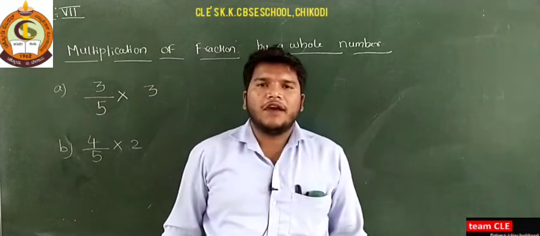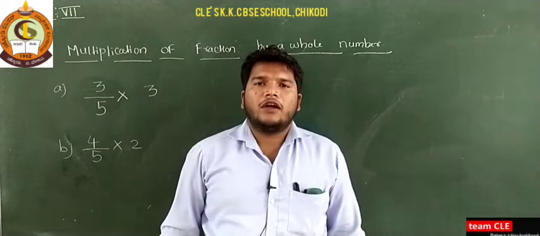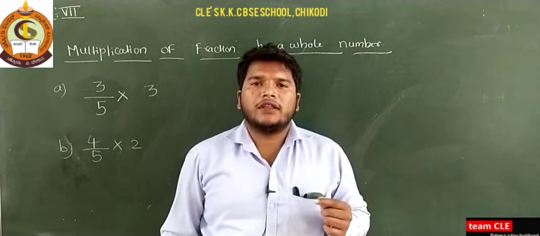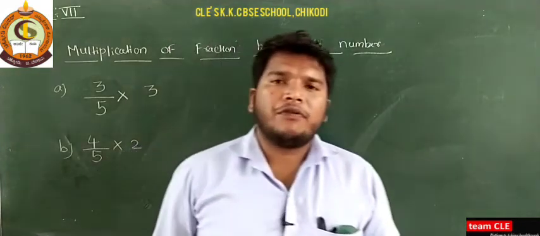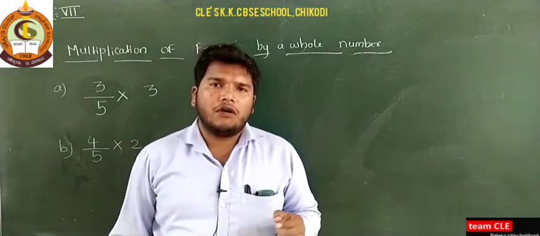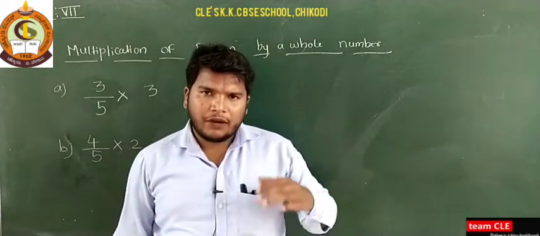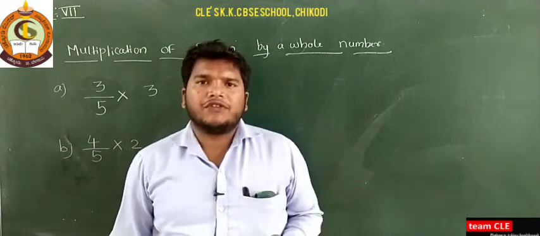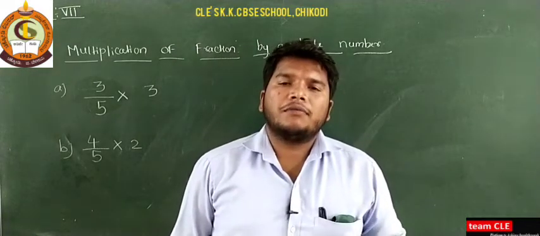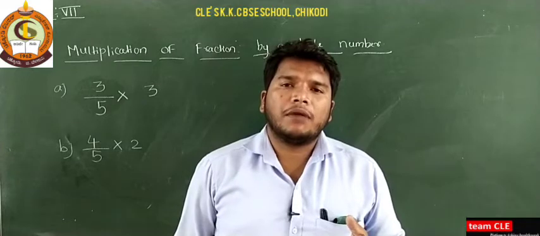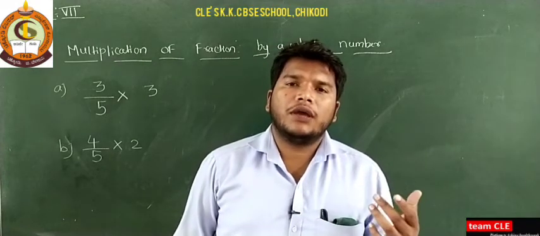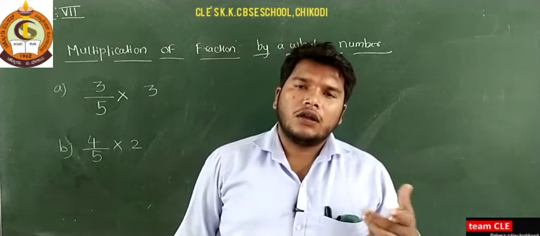So in the last class we started with fractions, the types of fractions, and the conversion of improper fraction to mixed fraction and mixed fraction to improper fraction. You also studied the definition of fraction: numbers expressed in the form a by b where b is not equal to 0, and a and b are natural numbers.